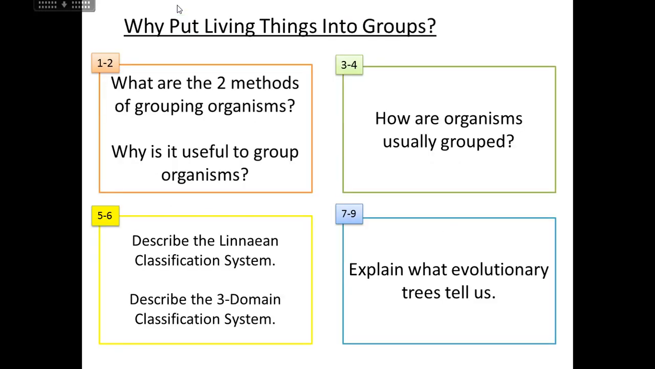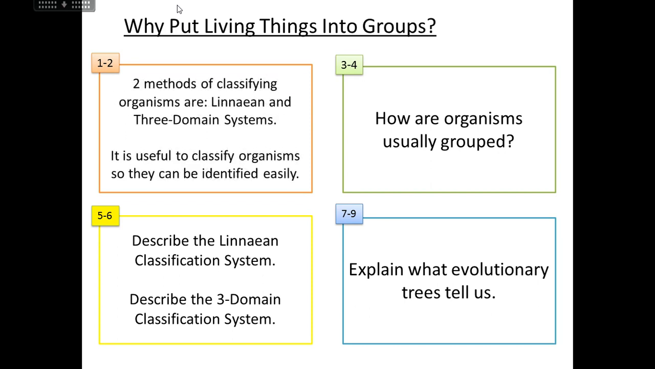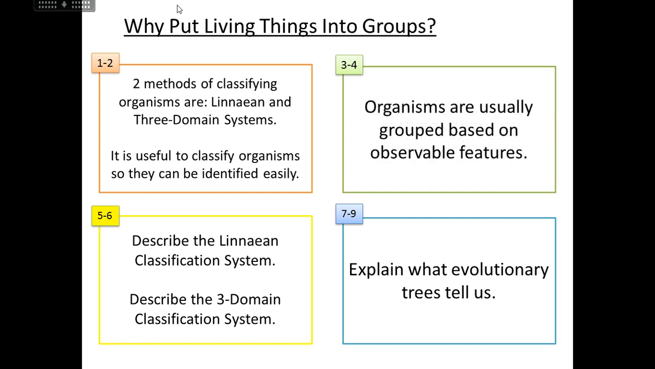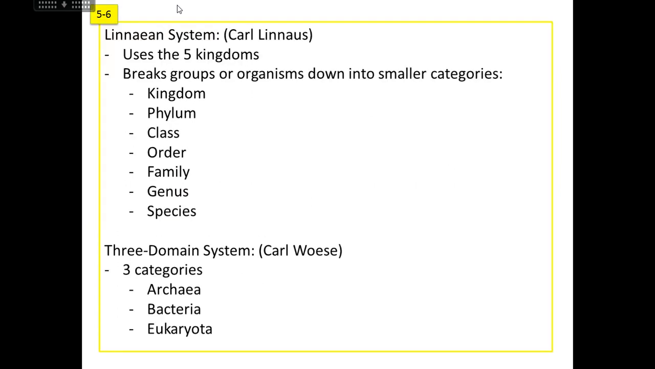So for grades 1 to 2, what are the two methods of grouping organisms and why is it useful? Two methods of classifying organisms are the Linnaean and three-domain systems, and it's useful so that we can identify organisms really easily across the world. For grades 3 to 4, organisms are usually grouped based on their observable features, so what we can look at. However, with the three-domain system, we've gone a little bit further, haven't we, because we've got this more modern technology.